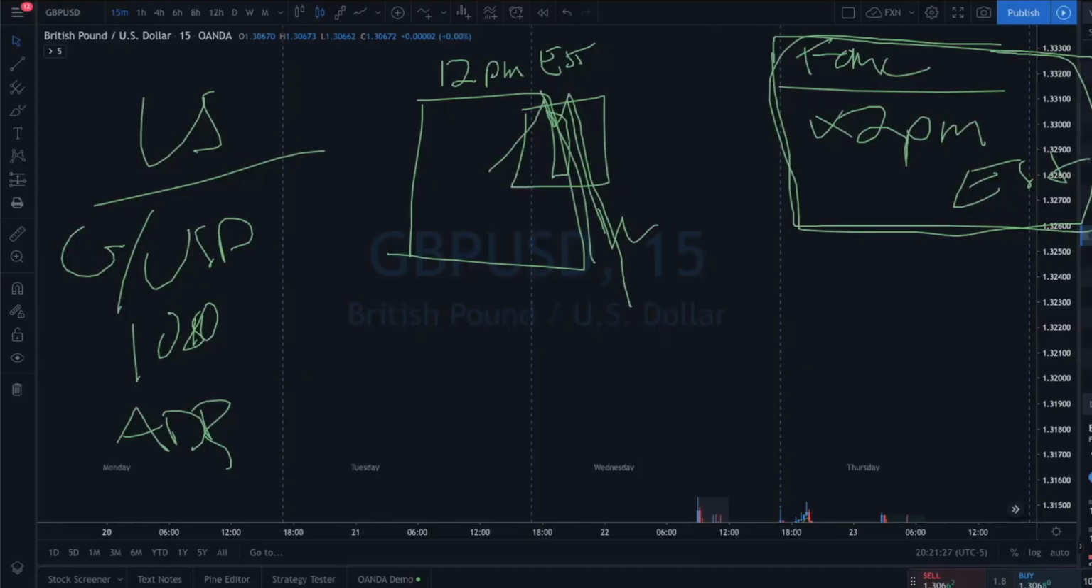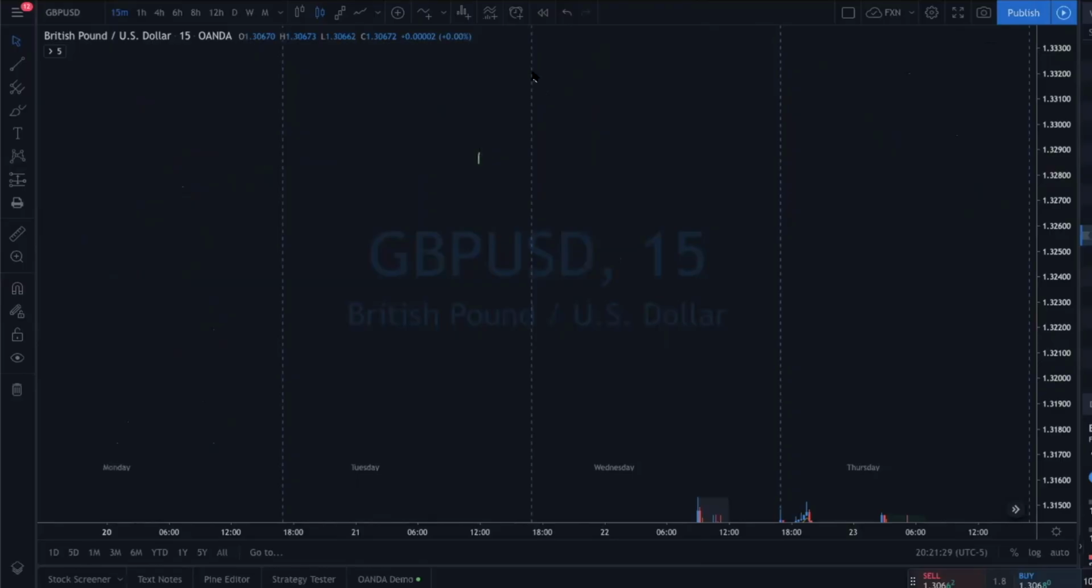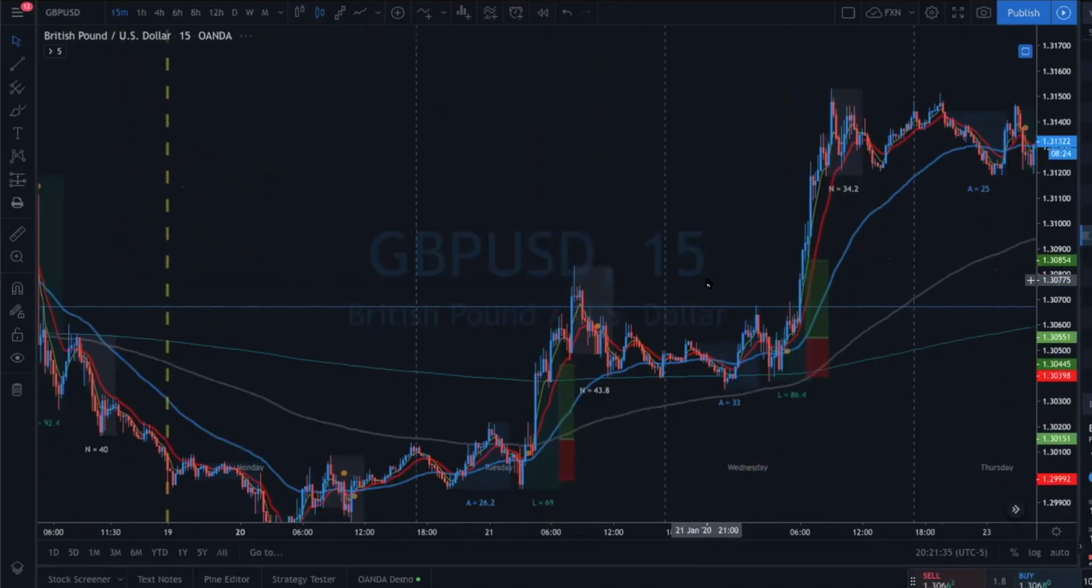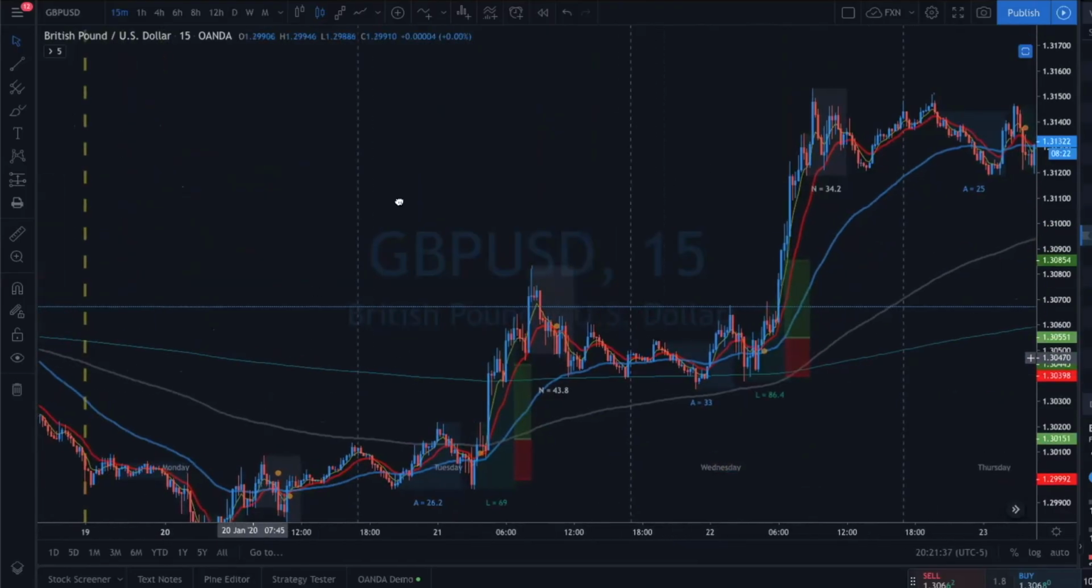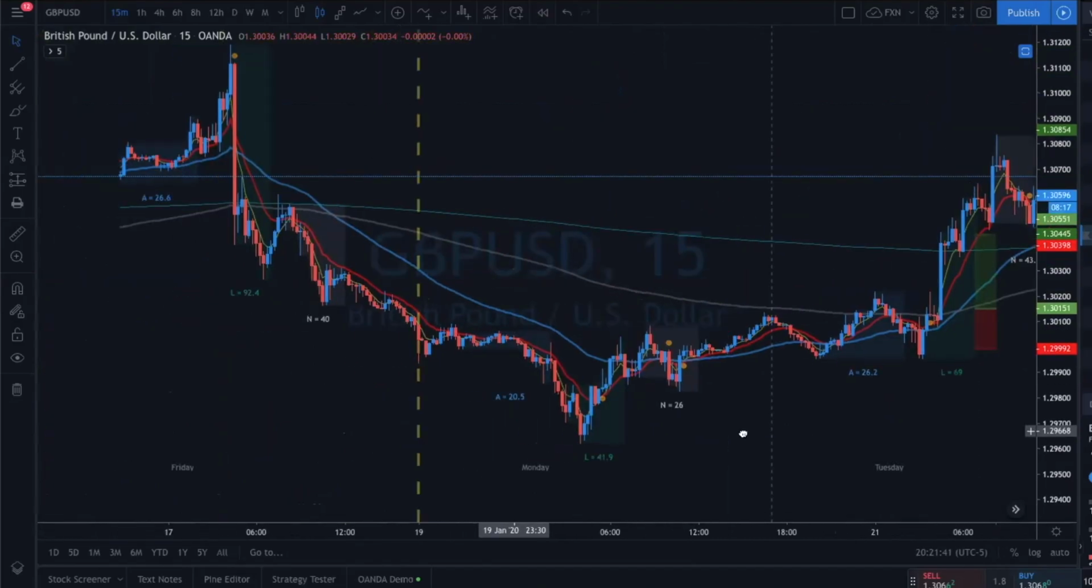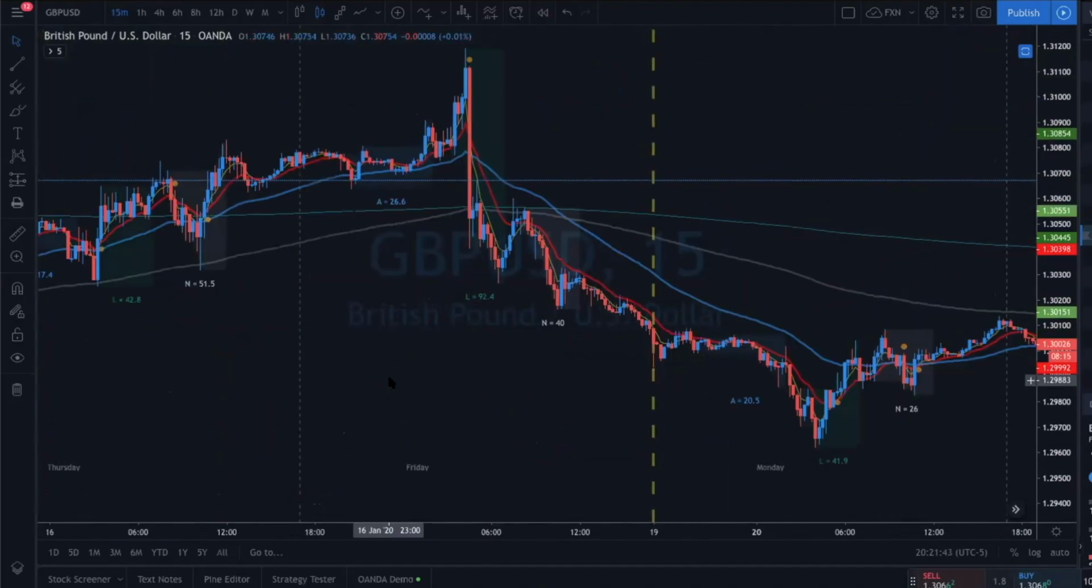For the London session, if you get a trade, let me see if I can find one here so I can show you where it would make sense.